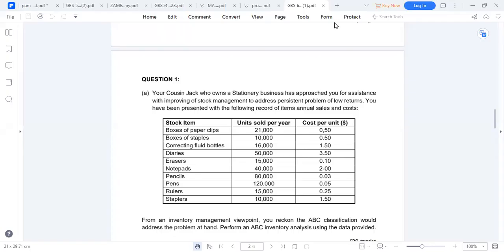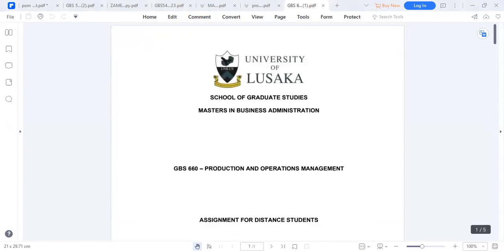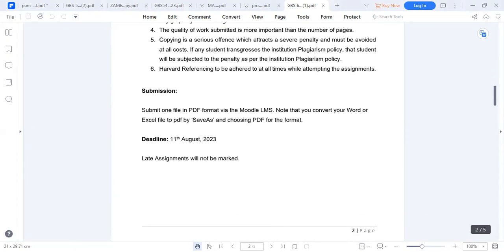Okay, good afternoon. So we are now looking at one of the topics in production and operation management, or in short, POM. So we are getting down to the assignment that was given. This assignment for the distance students is due on 11th August 2023.